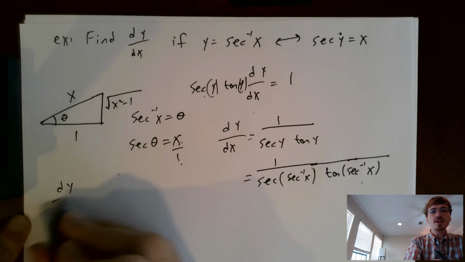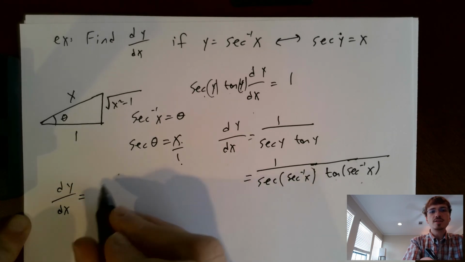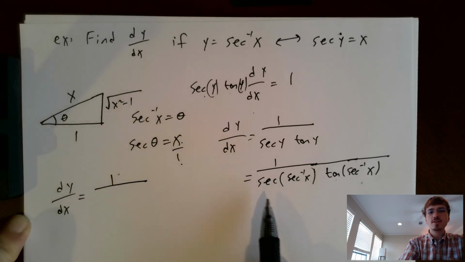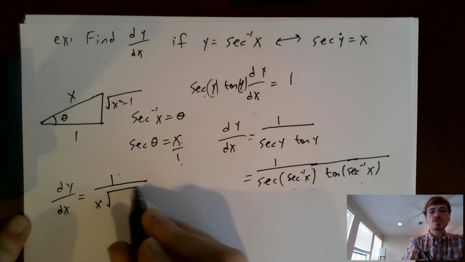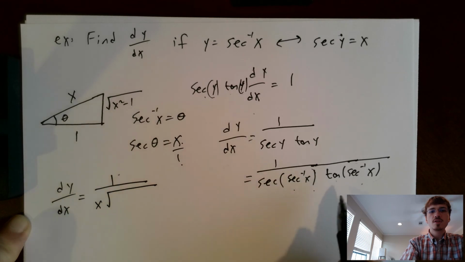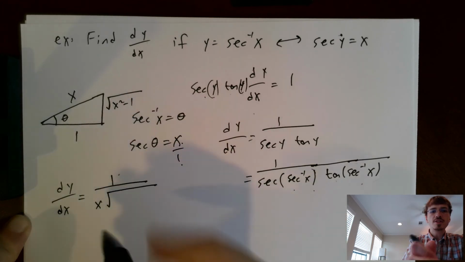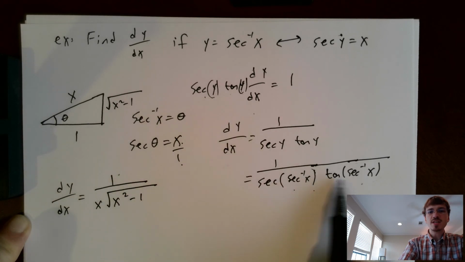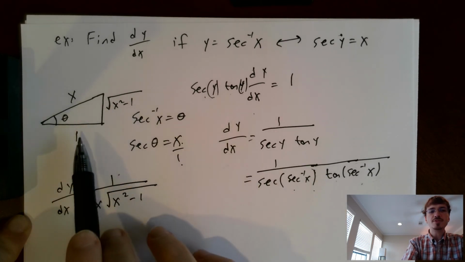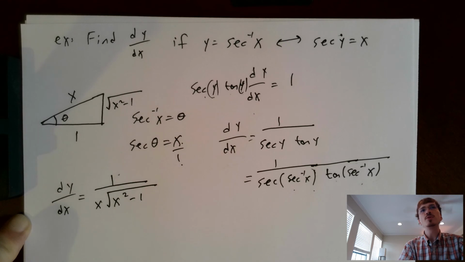We get that dy dx is equal to 1 divided by secant of arc secant of x is x, square root of x squared minus 1. Because remember, what's tangent of theta? Tangent of theta is opposite over adjacent, which is the square root of x squared minus 1.